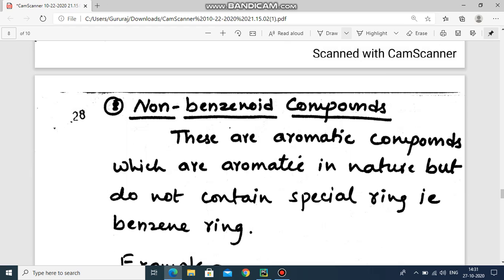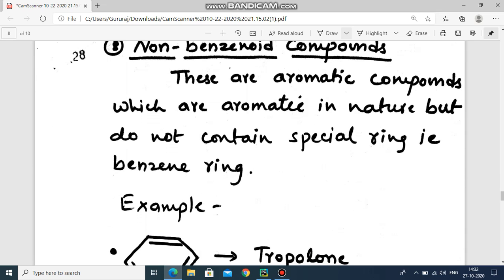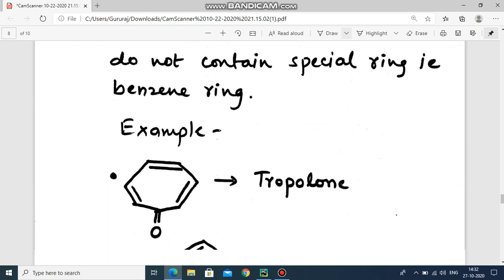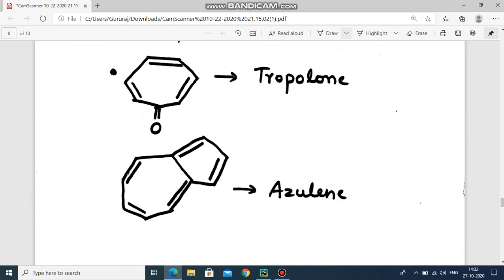Now, what are non-benzenoid aromatic compounds? These are the compounds which are aromatic in nature and follow Huckel's rule, but do not contain the special ring, that is the benzene ring. So other than a benzene ring, they may contain other rings. Examples are tropolone, then azulene, etc.